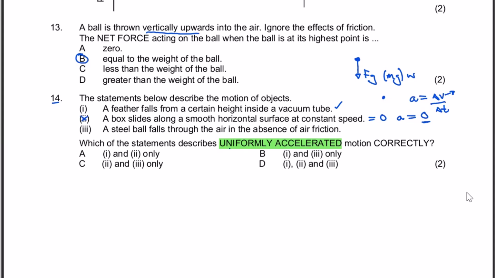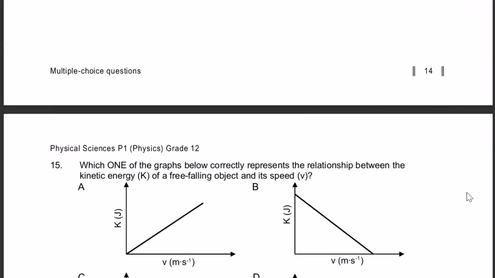Then option three reads a steel ball falls through the air in the absence of air friction, which is also correct. Why? Because free fall without air resistance gives us acceleration due to gravity, so our acceleration for that one is going to be g. So our correct options there are 1 and 3 only. So that's our option B there. Then moving on to the next question.